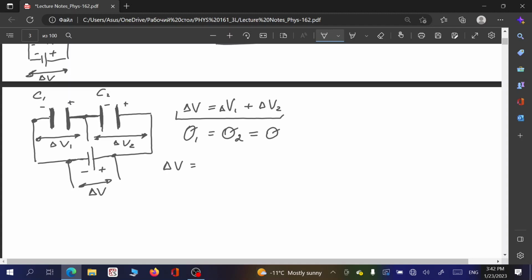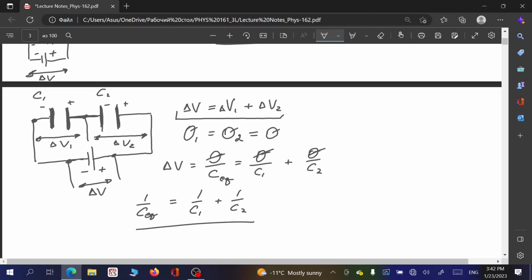Potential difference is equal to charge Q divided by capacitance C. So we can write that this is equal to Q over C1 plus Q over C2. And here it will be some equivalent capacitance of these two capacitors connected in series. Since these charges are the same, we cancel them out, and we end up with 1 over C equivalent equal to 1 over C1 plus 1 over C2. So this is the way we determine the equivalent capacitance of two capacitors connected in series.